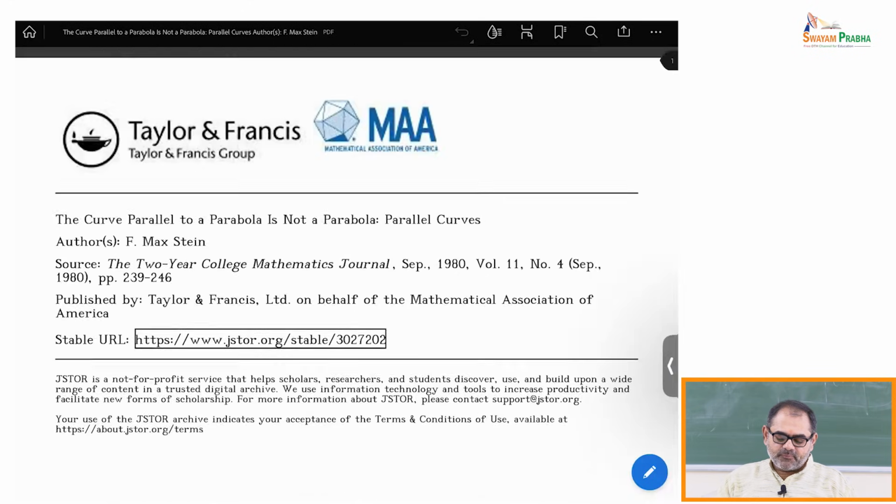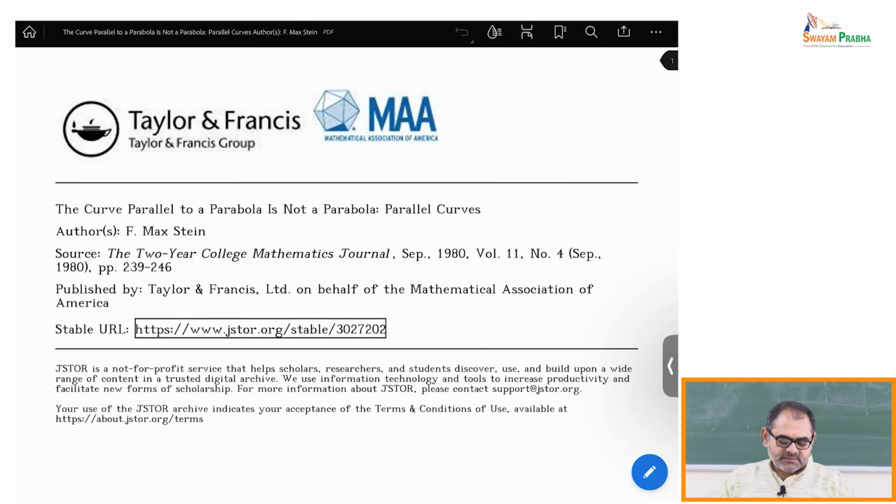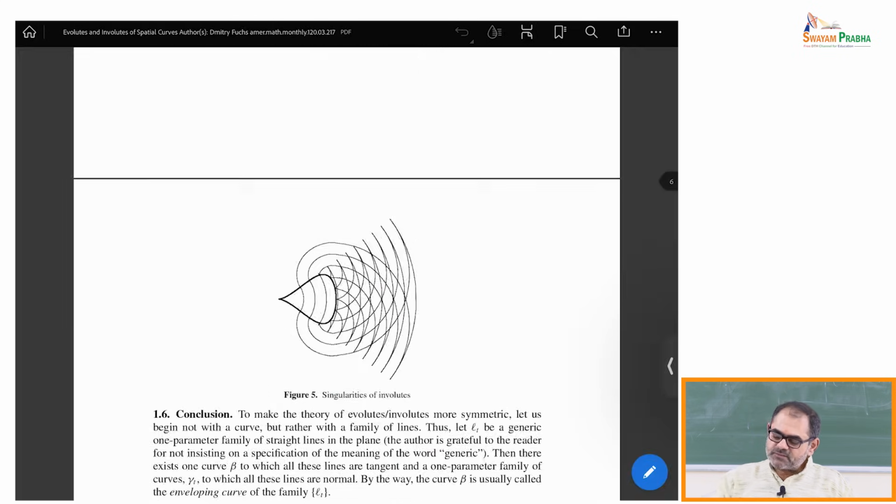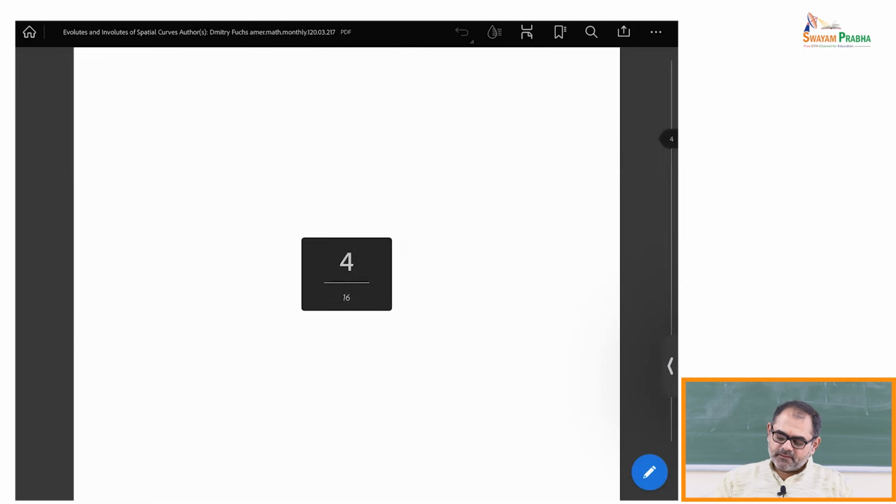The curve parallel to a parabola is not a parabola. So this is Max Stein. This is a very good paper. Then here is another very nice paper that you should go through.